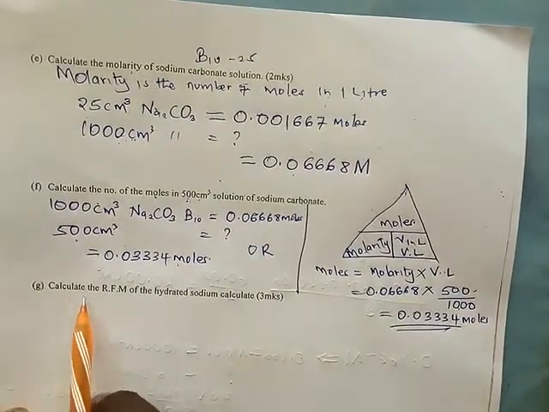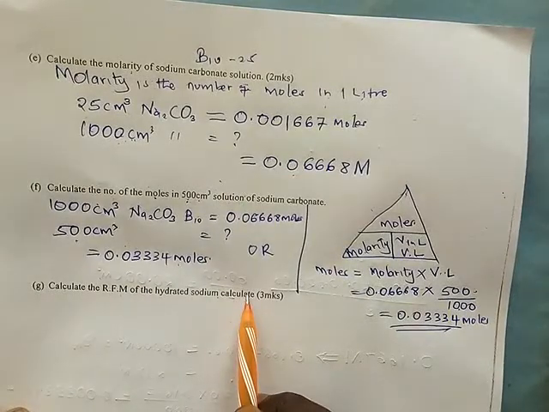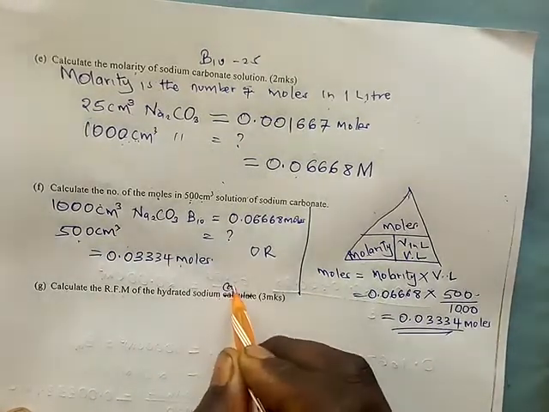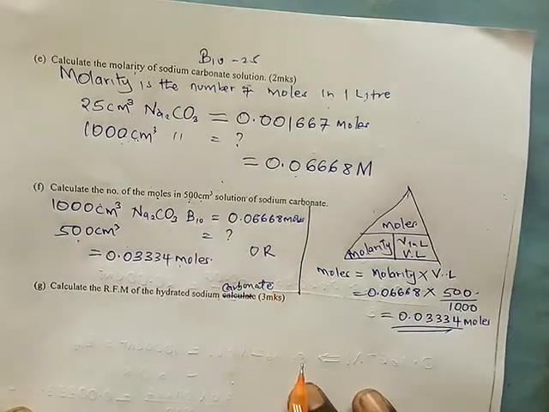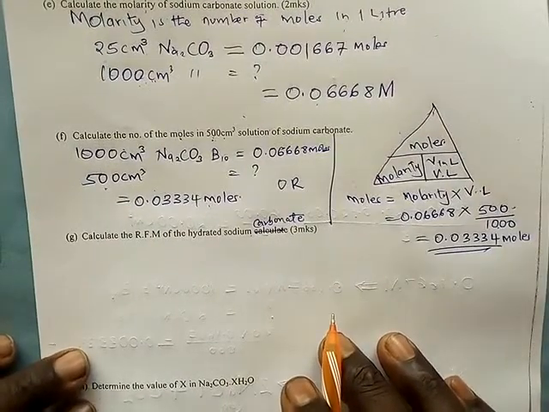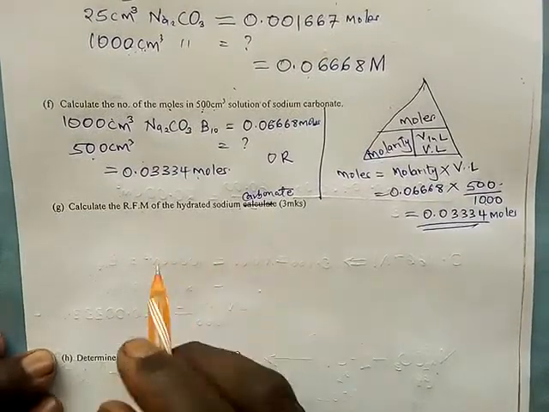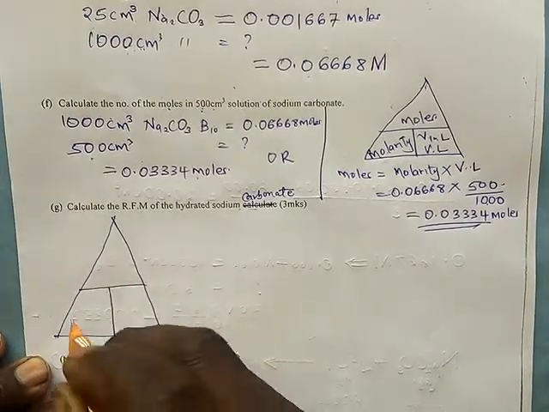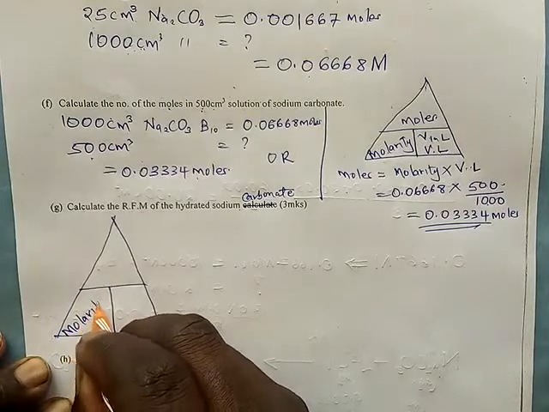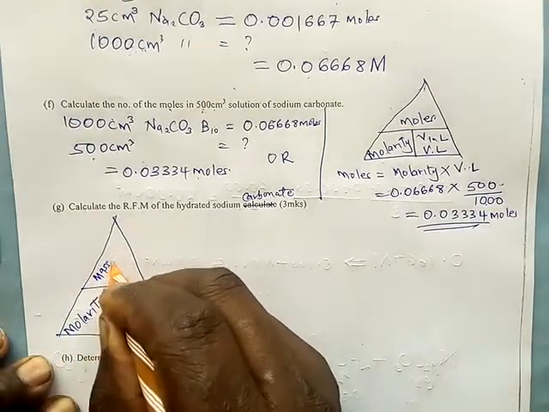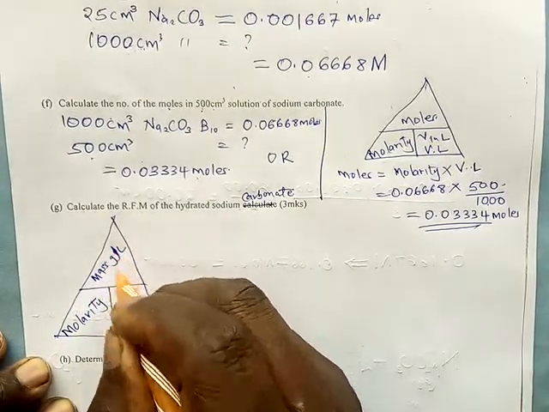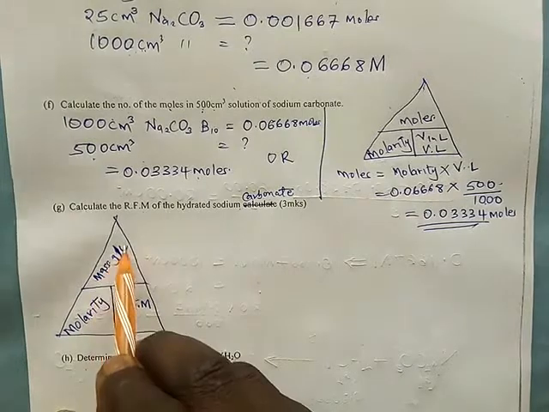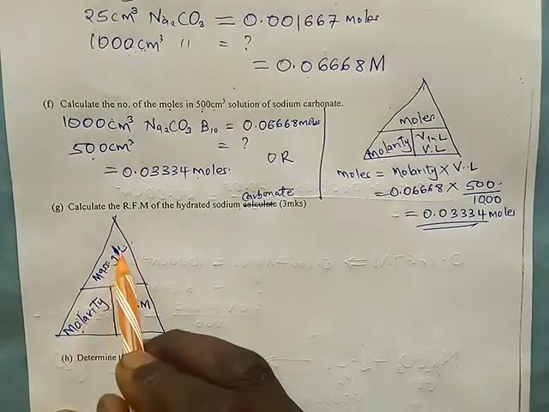Okay, the next one is calculate the RFM of the hydrated sodium carbonate. So calculate the RFM. There is this formula, this triangle here: molarity, mass in grams per liter. Grams per liter is RFM. RFM is mass in grams per liter divided by molarity. If I want molarity and I have mass in grams per liter, I can get it.